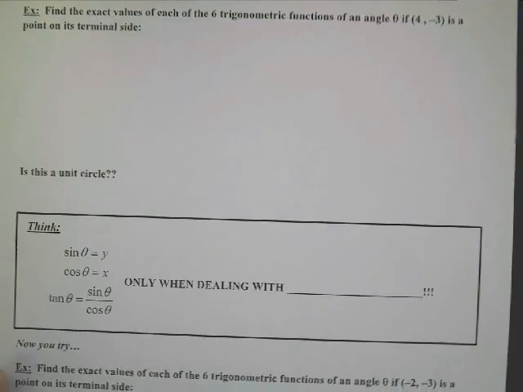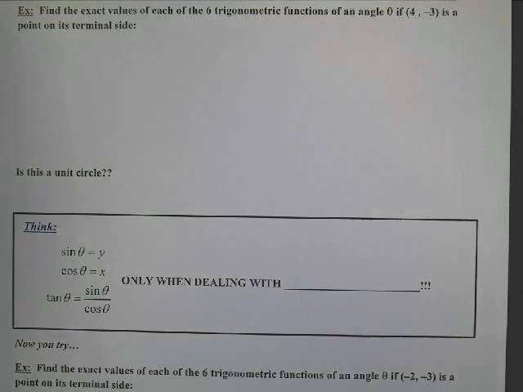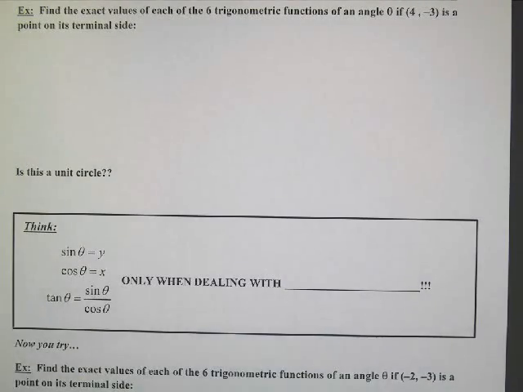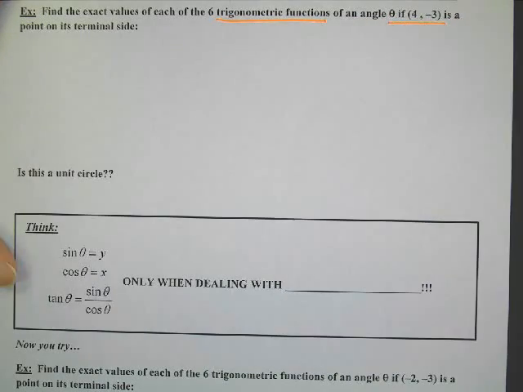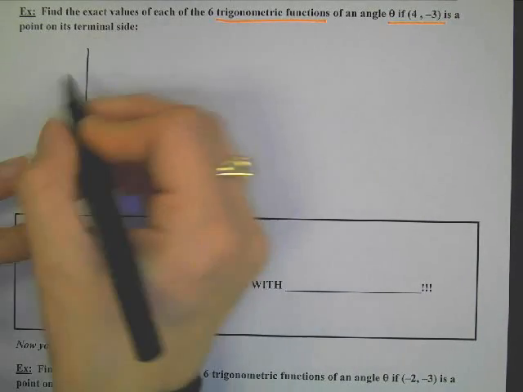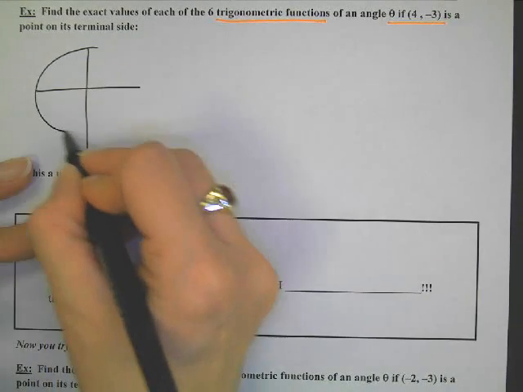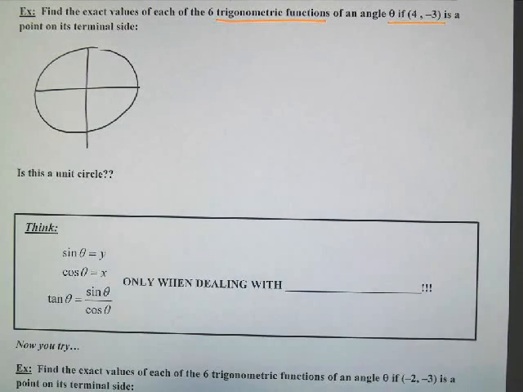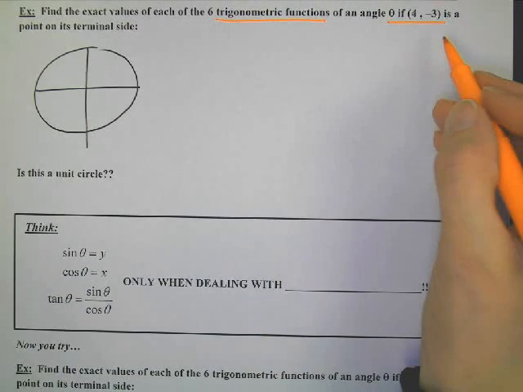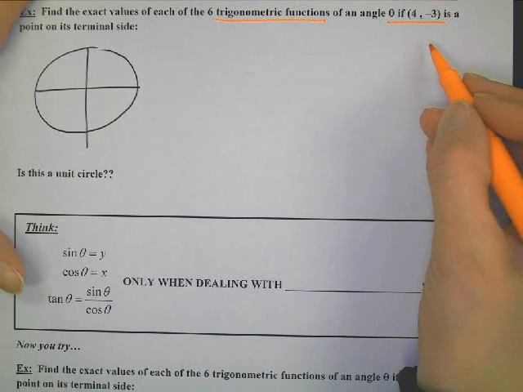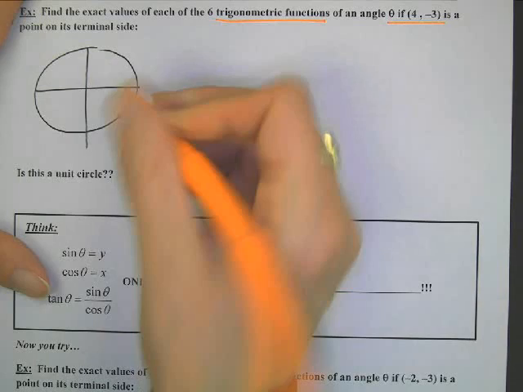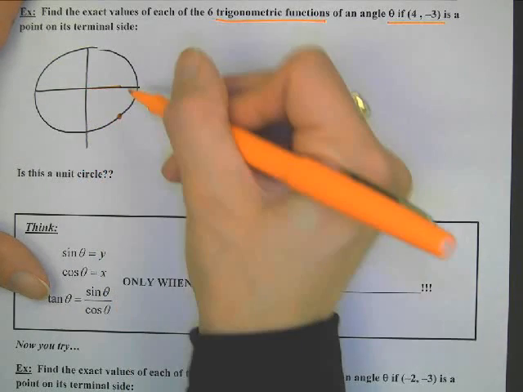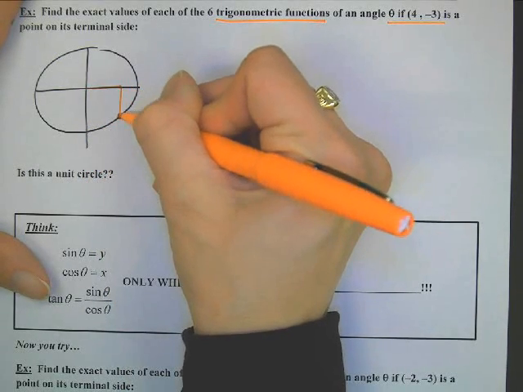Find the exact values of each of the 6 trig functions. Okay, I certainly will. The angle has the point 4, -3. So let's draw our circle. Where are we going to put the point for a positive, comma, a negative? Well, that's going to be in quadrant 4, right here. So I've got a point 4, comma, -3.